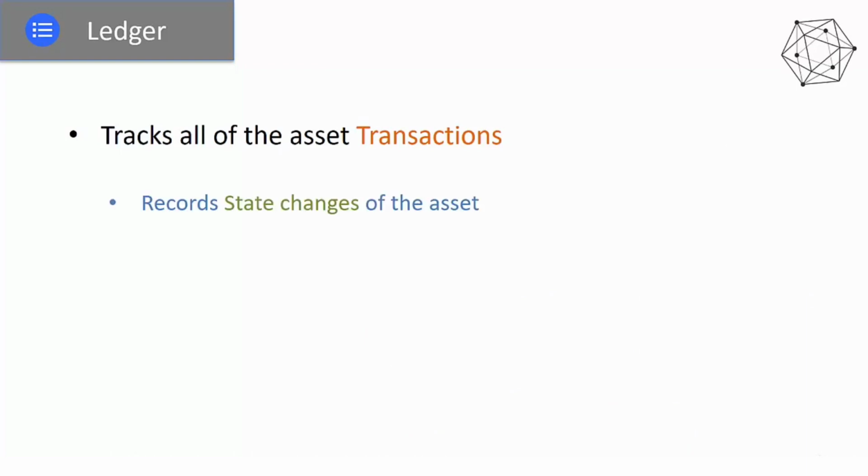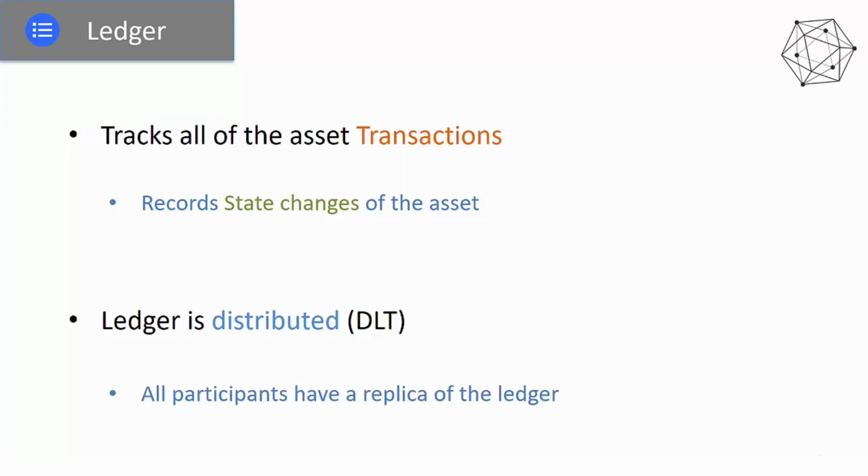All transactions are recorded in a ledger. Ledger is a data structure that keeps track of all of these transactions. It also records the state changes taking place in the assets as a result of execution of these transactions. And you already know that the ledger in Hyperledger Fabric is distributed. That is, all participants have a replica or copy of the ledger.